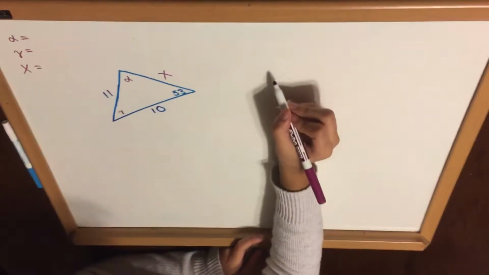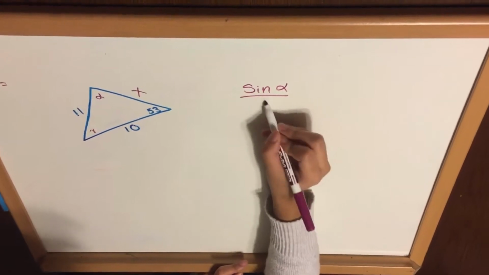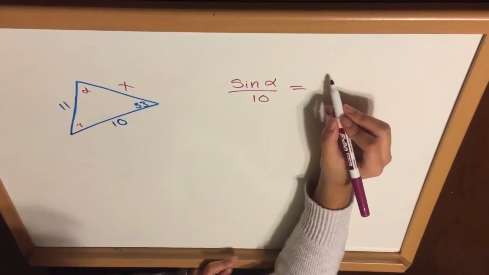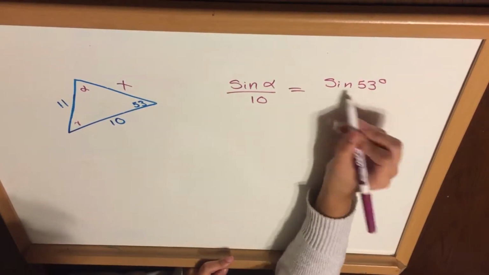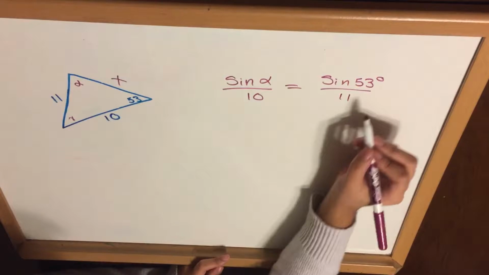In this SSA triangle, we're trying to find the length of x, but first we will need to find the angle measurement of alpha. We know that one side equals 11, another side equals 10, and an angle measurement of beta equals 53 degrees. The formula used to solve for alpha is sine alpha over the opposite side, in this case 10, equals sine of beta over opposite side, in this case 11.